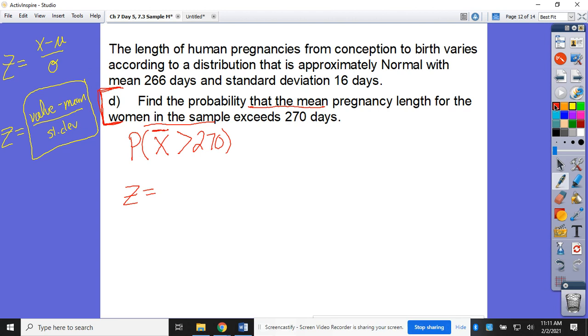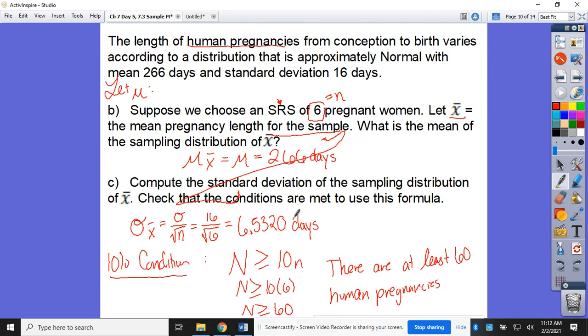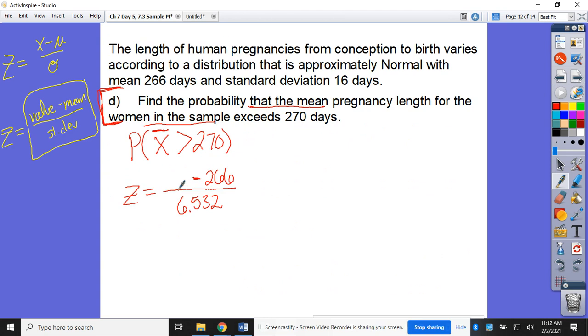So what is our, I like to go backwards here. What is our standard deviation for this problem? 6.532, we already found that. All right, what is the mean of that group, or the mean of that whole distribution? So those come from part A and part B. Now, what do I want to compare to that? $270.